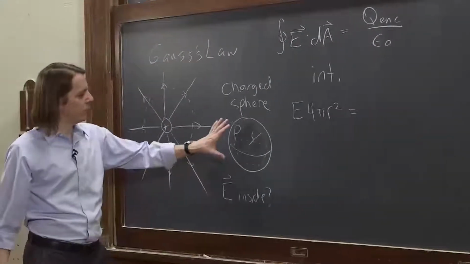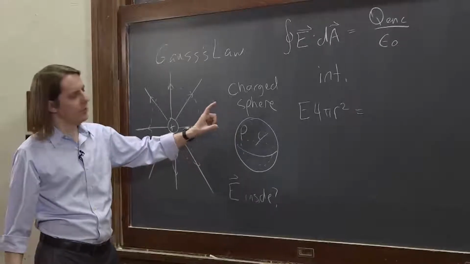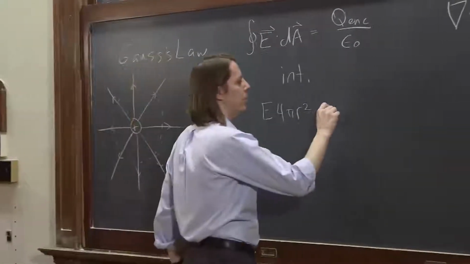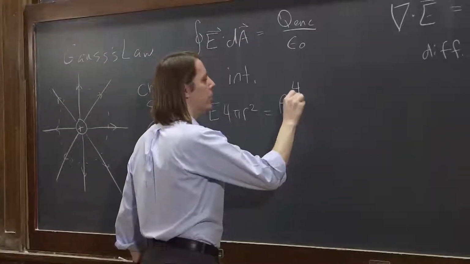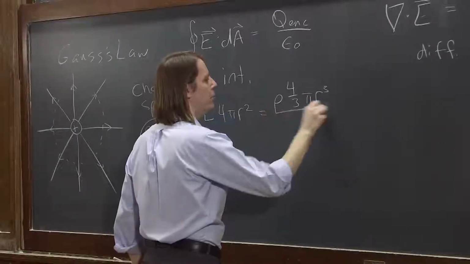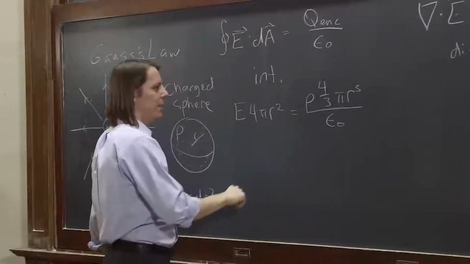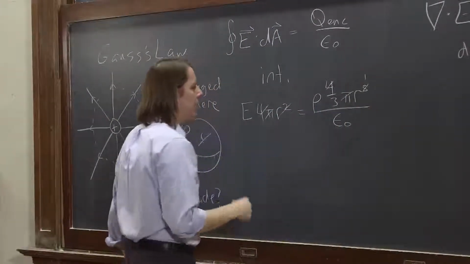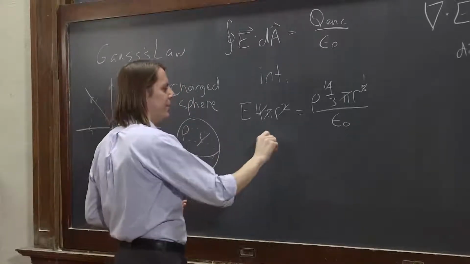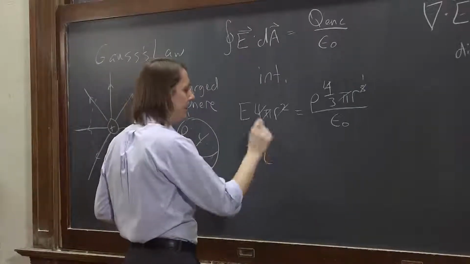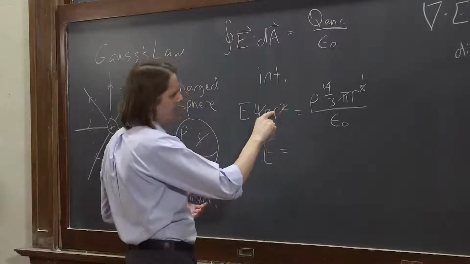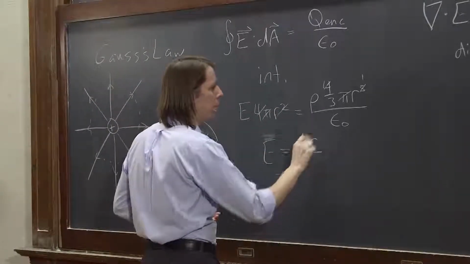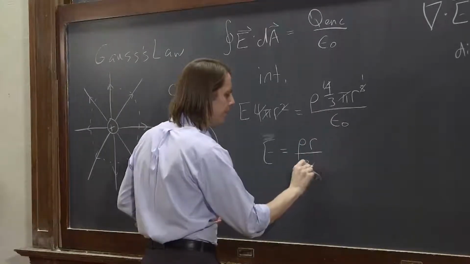equals the charge enclosed. So if this thing has a uniform charge density rho, then the charge enclosed is rho times the volume of the Gaussian sphere, rho times 4/3 pi r cubed over epsilon naught. And all kinds of stuff cancels. And what you find is that inside a sphere like this, the magnitude of the E field we're finding is, what is it, rho r over 3 epsilon naught.